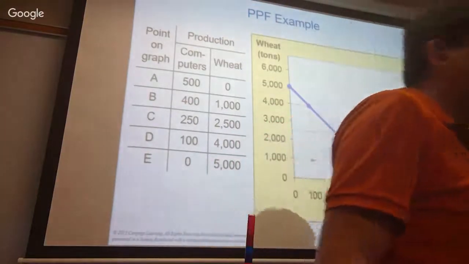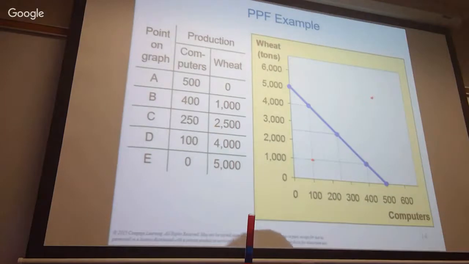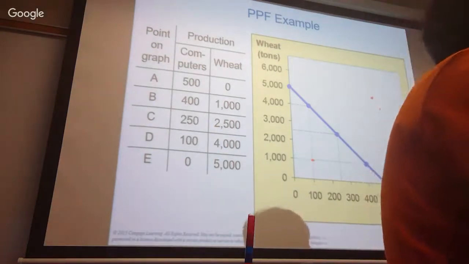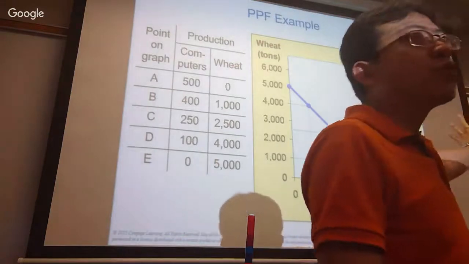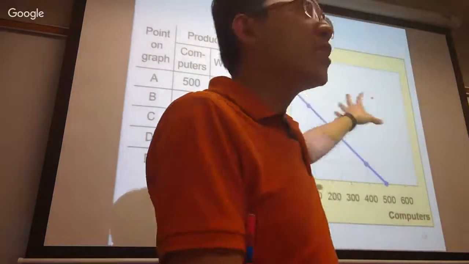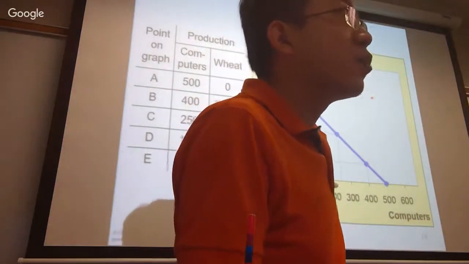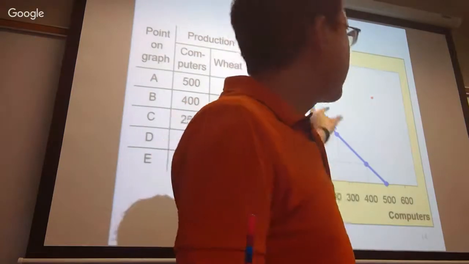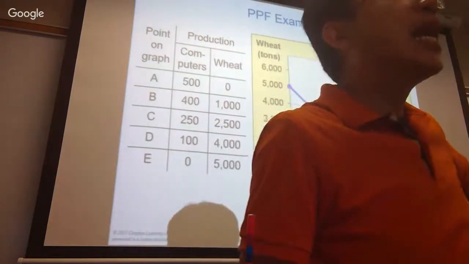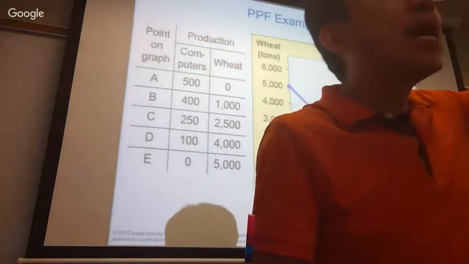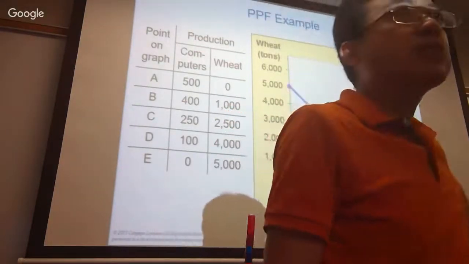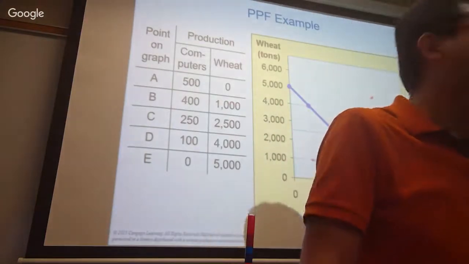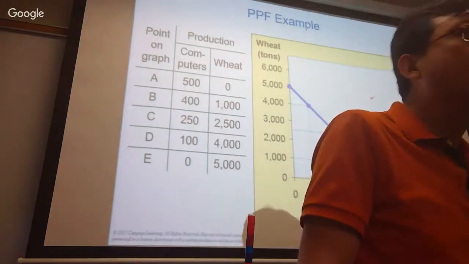Okay, and I promise you, you will see questions like this on the quiz, on the test. So on the test, if I give you a graph like this, you see a point outside, that's called impossible because we don't have enough resource. You see a point inside, it's called inefficient because we're not using everything we have. You see a point on the line, it's called efficient because we're using everything we have. So points outside impossible, points inside inefficient, and then points on the line efficient.